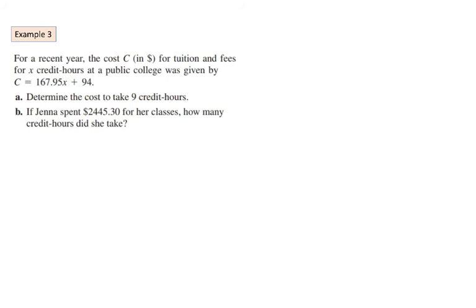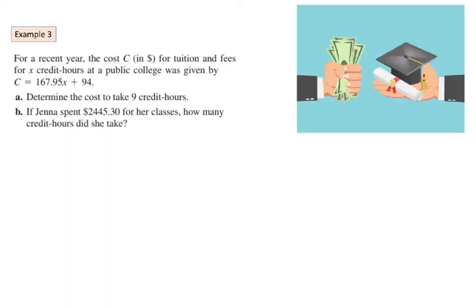Okay, for the last example, they're talking about the tuition and fees to go to a college and study. Now, some people are lucky enough to go to college or university for free, but most people have to pay a lot for it. What's nice about this question is they already gave us the equation. So it says the cost is 167.95x. X stands for the number of credit hours that's given in the question. And 94 must be the fees that you have to pay.